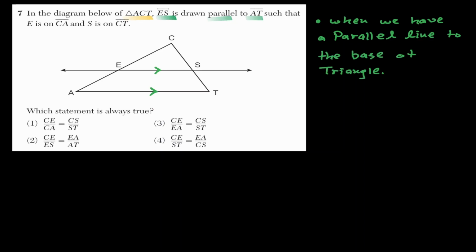In question 7, we are being given a triangle ACT. In addition, we are being given that the line segment ES, which we have here, is parallel to the line segment AT, which is the base of our triangle. So let me clean this up. ES was parallel to AT. What we would like to know is which of the following ratios are true. Well, here we have a specific scenario. Anytime that we have a line parallel to the base of our triangle, then the sides of our triangle, which are AC and CT, are cut in proportion.